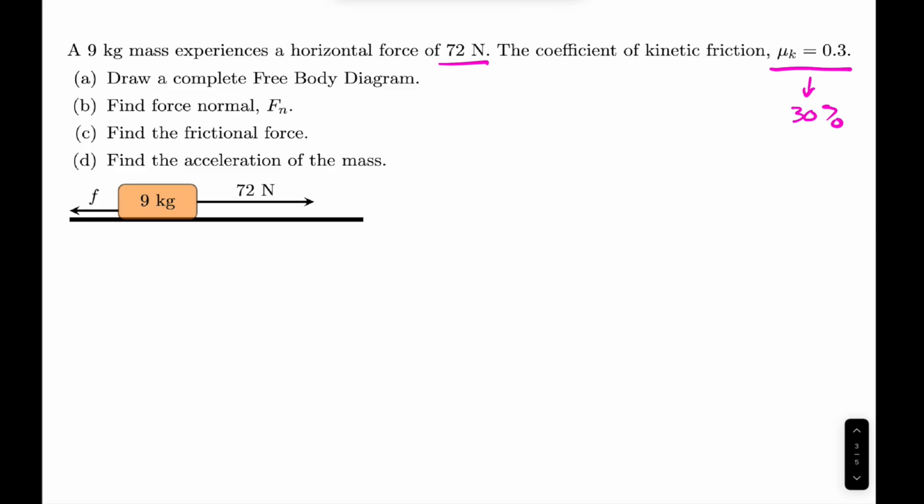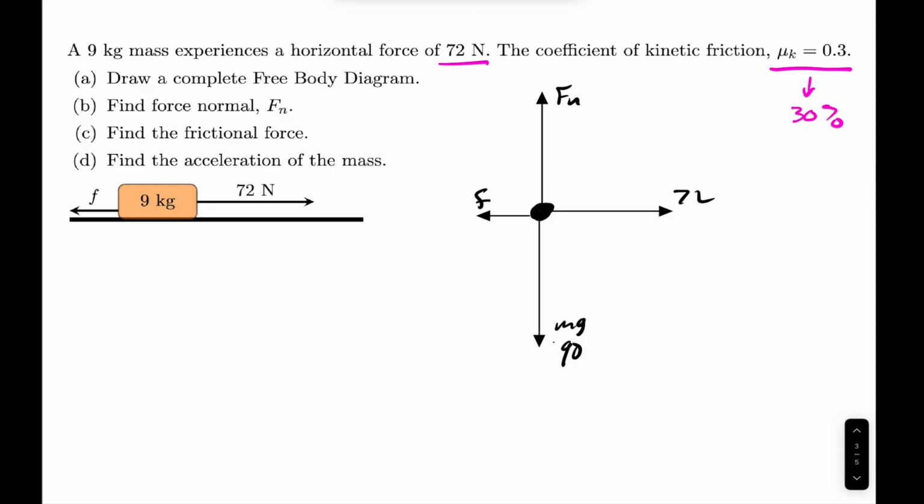Okay. Now let's draw the complete free body diagram. So we're going to indicate the mass with a dot. We know we have 72 to the right. We know we have, again, I'm letting g be 10, so we know we have mg down, which is the same thing as 90 newtons, and we know we have force normal up. Okay, so Fn. And now we have a backwards pointed frictional force, which I'll call little f.